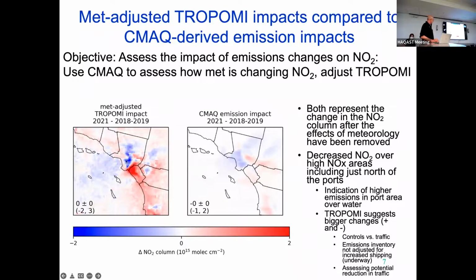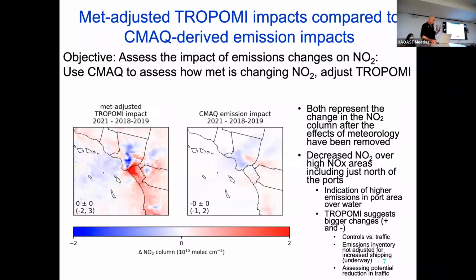But one thing that did suggest is that the emission controls are indeed beneficially reducing NO2 over this part of Los Angeles. We've actually looked at the traffic counts, and by this point, the traffic counts were coming right back up, and we're looking at that in more detail as well. But fundamentally, the TROPOMI-only retrievals do indicate somewhat greater changes in NOx over time. And we've tried to adjust for meteorology in a couple of different ways, and it's pretty consistent that we see this.